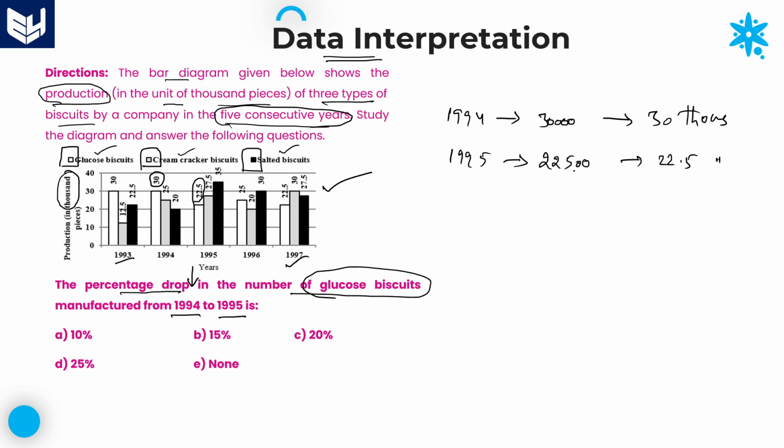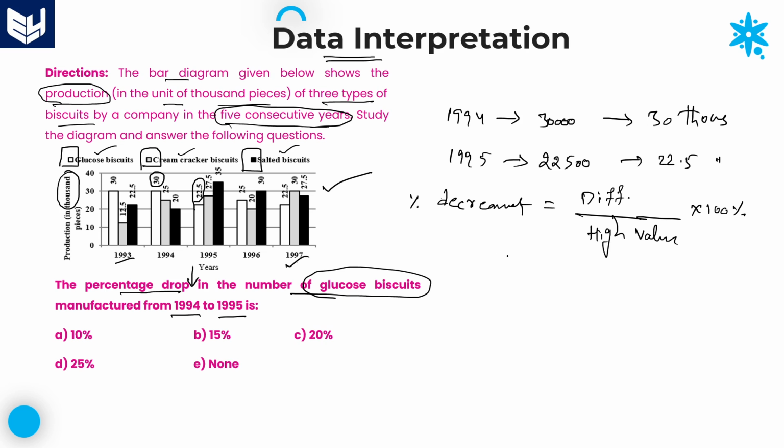So definitely there is a decrement in the manufacturing of glucose biscuits from 94 to 95. Now we need to calculate what that percentage drop is. Drop means percentage decrement. As we all know, percentage decrement is equal to the difference between those two divided by the high value, into 100, percentage symbol. That is the common thing.